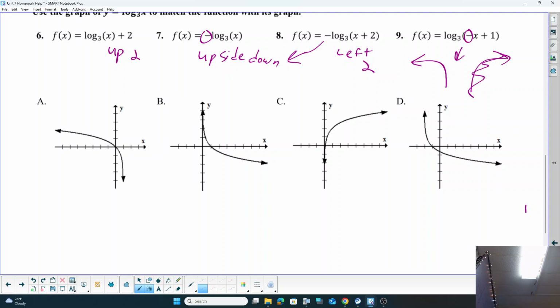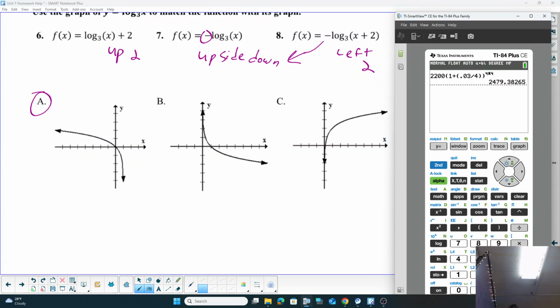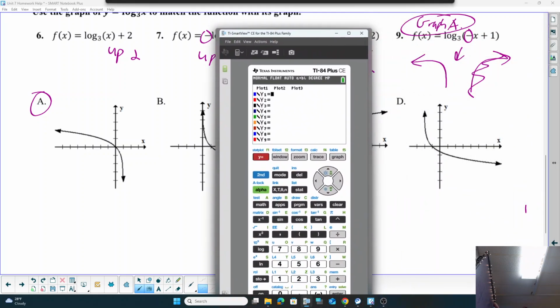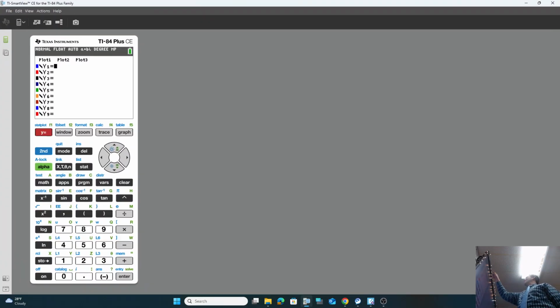And so that one's easy to find. You can spot that one right here with A. That one's going to be up and to the left. So number 9 is going to be graph A. And if you're not sure, we can plug in points, which I'll show you on the next page. You can also use your graphing calculator just to kind of get the hang of it. And so let me show you how to do that.